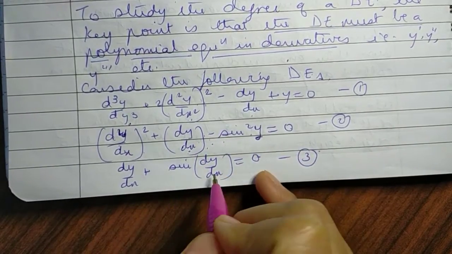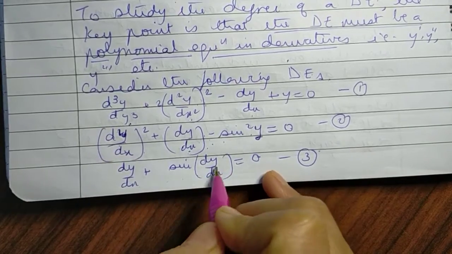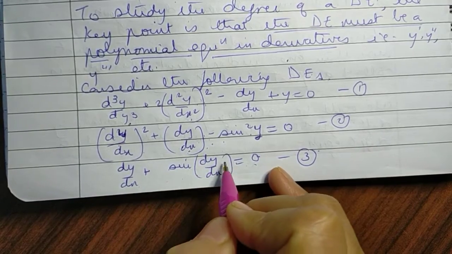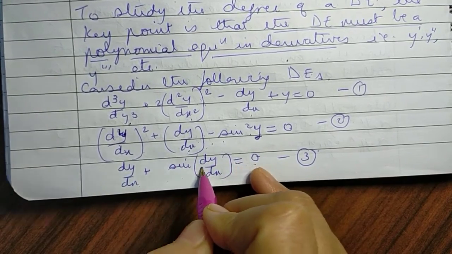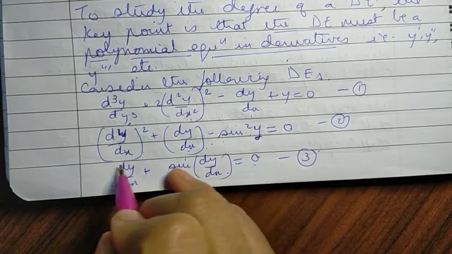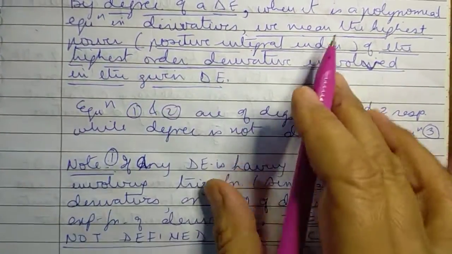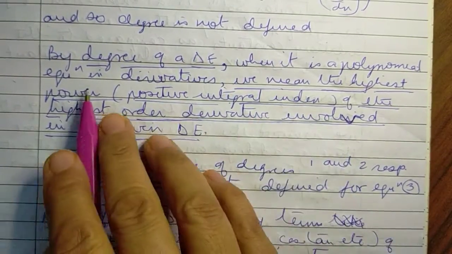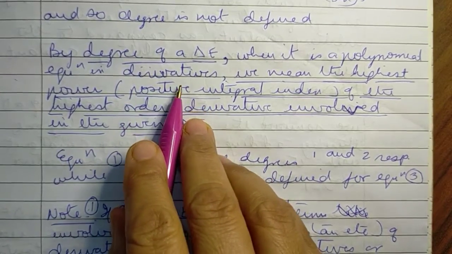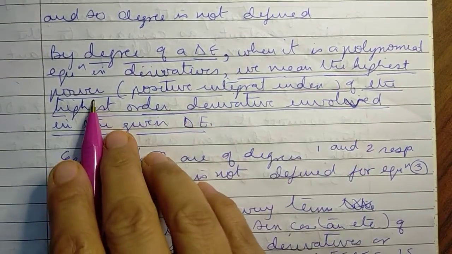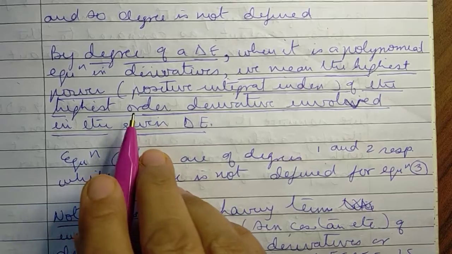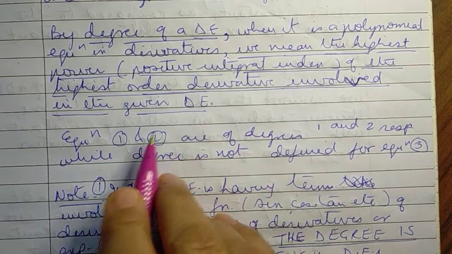Whereas if we consider the differential equation dy by dx plus sin(dy by dx) equal to 0, this is not a polynomial in the derivative because of the presence of trigonometric function of a derivative, and so in such a case the degree is not defined, and thus we have this rule that the degree of a differential equation is defined only if it is a polynomial equation in the derivatives, and then it is defined as the highest power, which is taken as a positive integral index, highest power of the highest order derivative involved in a differential equation.